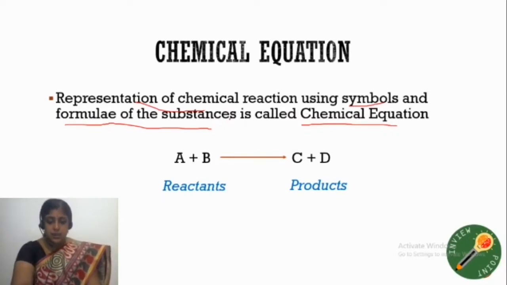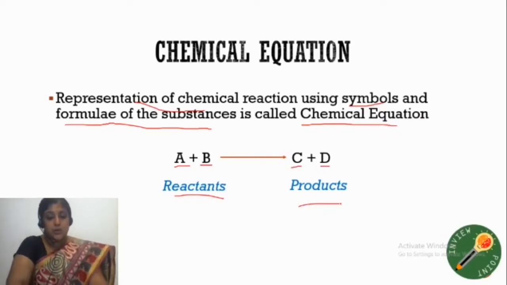Suppose two substances A and B react together to form C and D. Then we can say that here A and B are the reactants, and C and D are the products. So what is a reactant? The substances which react in a chemical equation are called reactants. So here A and B are the reactants while the products formed are C and D.